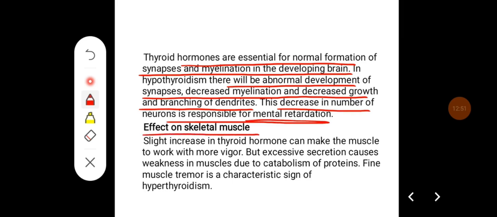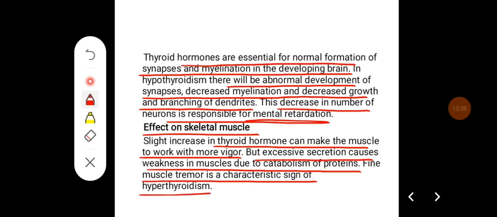Their effect on skeletal muscles. A slight increase in the thyroid hormone can make muscle work with more vigor, but excessive secretion causes weakness in muscles due to the catabolism of proteins. Fine muscle tremor is a characteristic sign of hyperthyroidism.